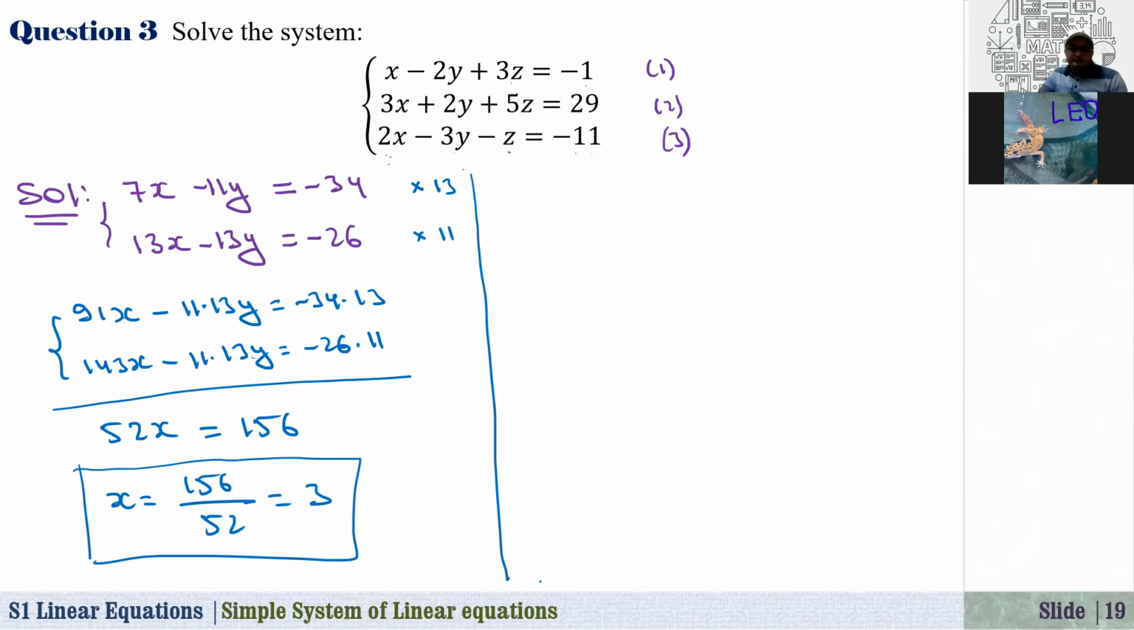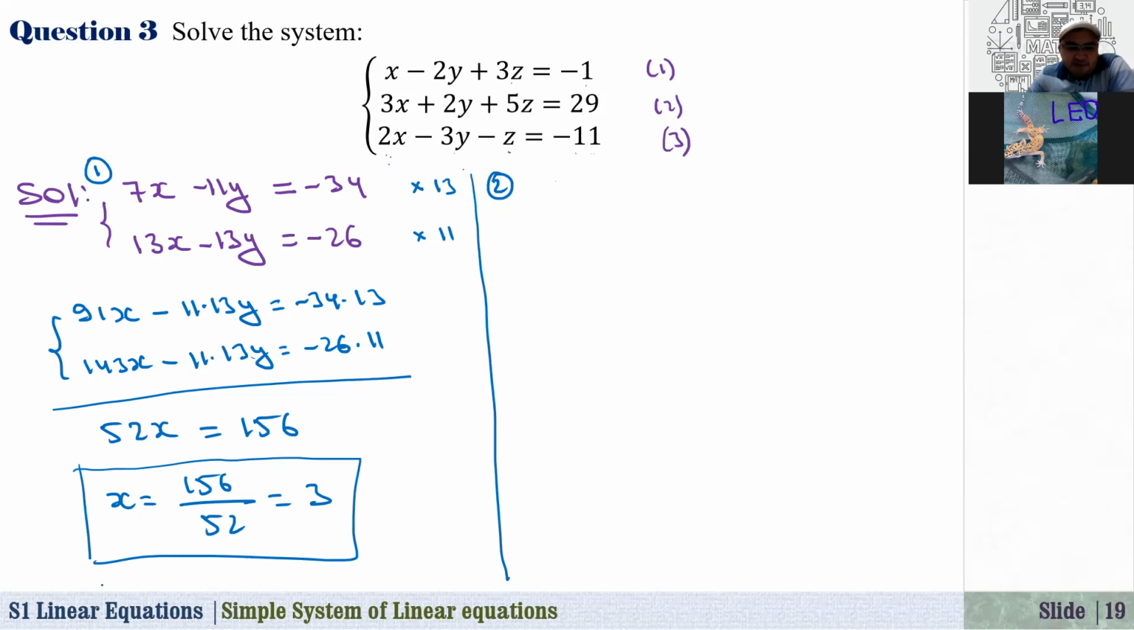All right. So now if you know the value of x, I can find the value of y and substitute into this equation, right? So that's our first step. And in the second step, we can find the value of y.